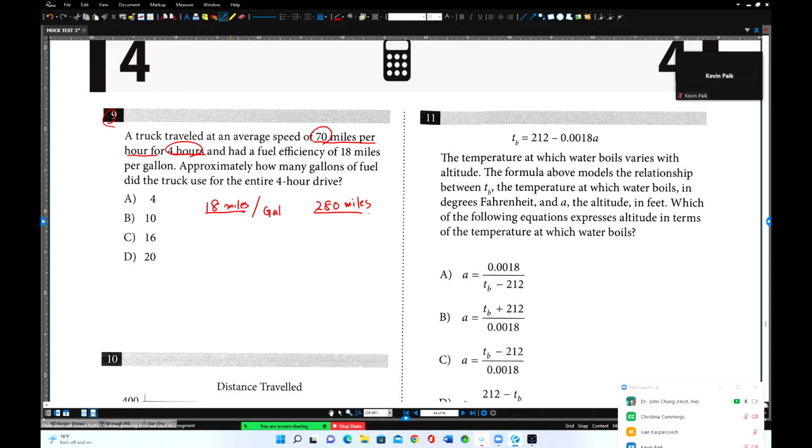But every 18 miles they use 1 gallon. All right. So how many gallons is it? You can divide, okay? 280 over 18. How much is this one? Let me check.